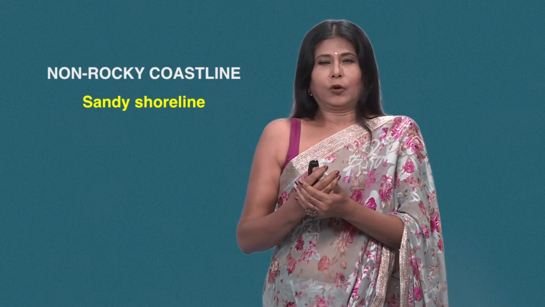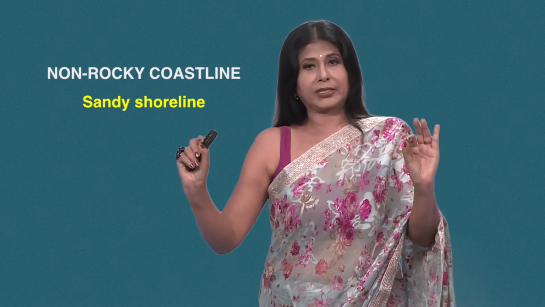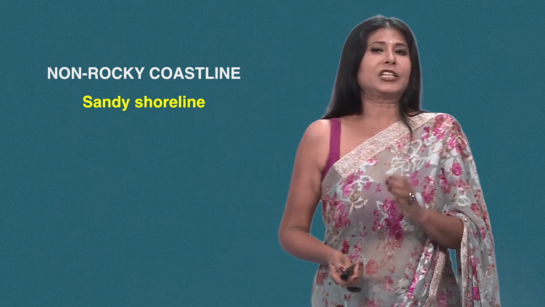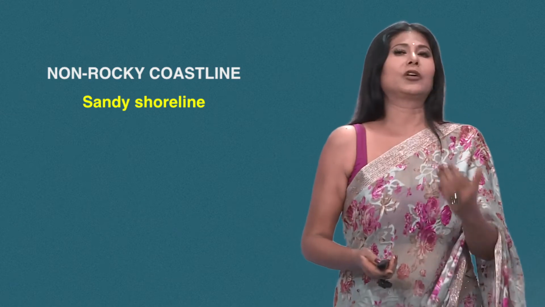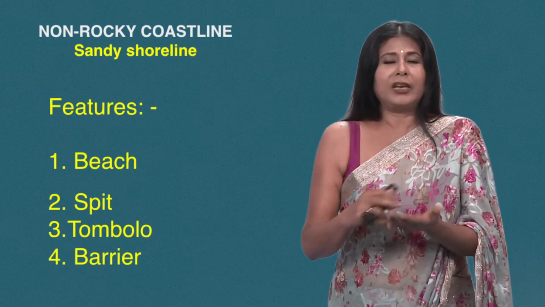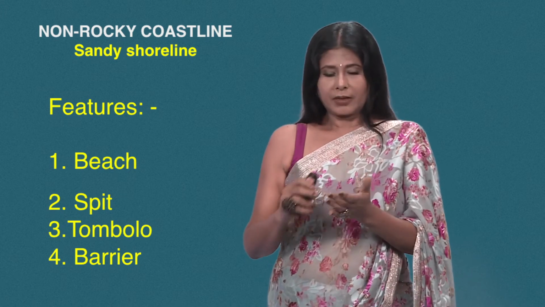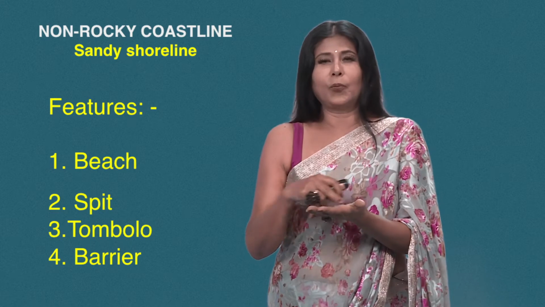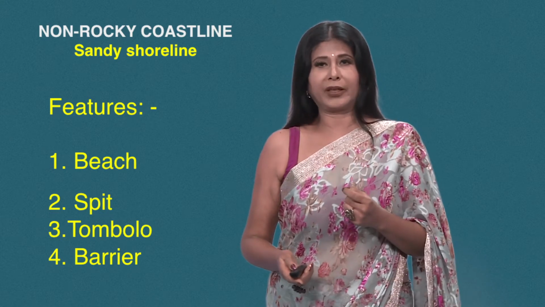Non-rocky coastline, or simply let us say sandy shore or sandy coast, as well as muddy coast. First, let us see what are the features that we find in sandy shoreline or sandy coast. Beach is invariably a feature which we find in such kind of coastline. Spit, sandbars, tombolo, and the barrier reef. So let us see one by one each one of them.